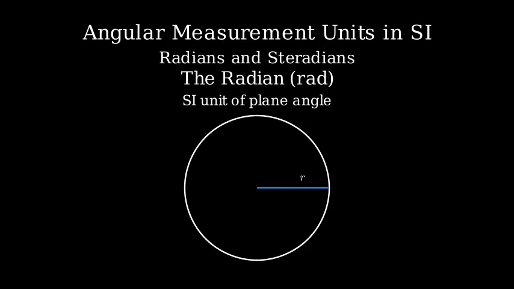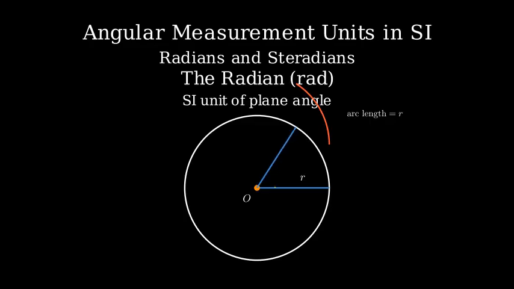Imagine we have a circle with radius r. One radian is defined as the angle subtended at the center of the circle by an arc whose length is equal to the radius of the circle. So when the arc length equals the radius, the angle at the center is exactly 1 radian.